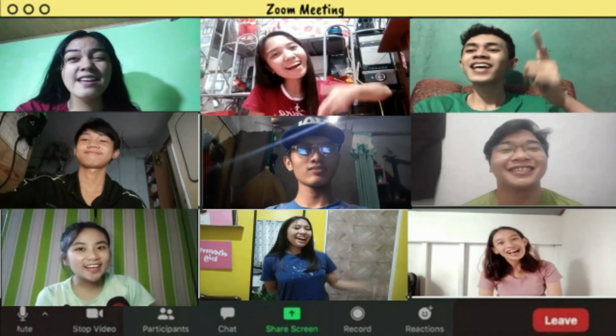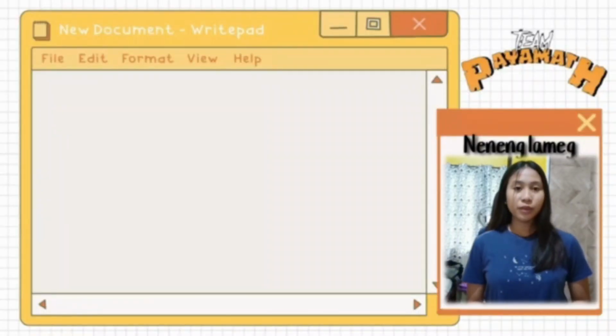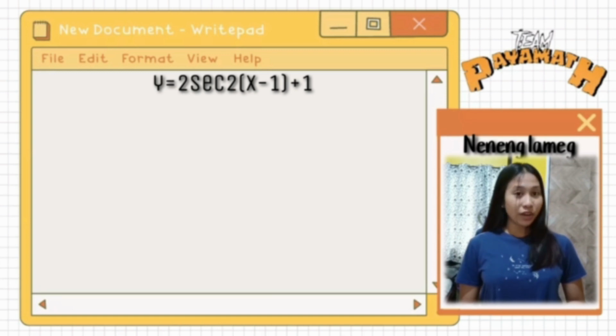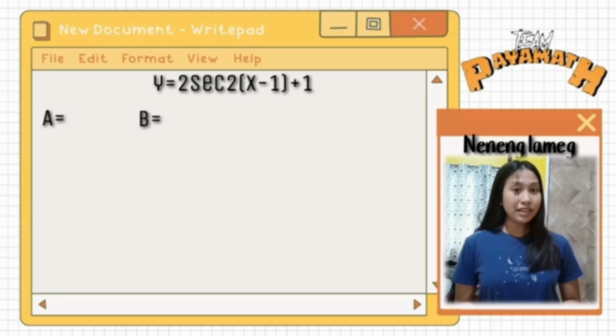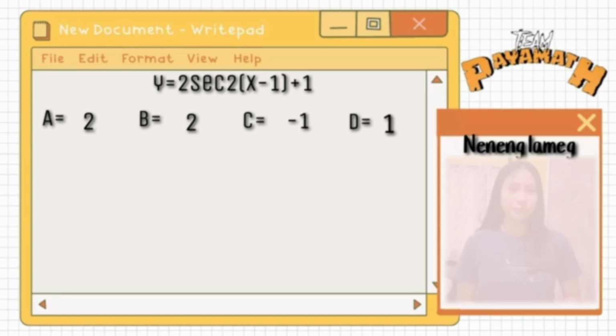For the second problem, we have y equals 2 secant 2 quantity of x minus 1 plus 1. As you can see, the problem is already in the standard form. Therefore, we can already identify the values of a, b, c, and d. The value of a is 2, the value of b is also 2, the value of c is negative 1, and the value of d is positive 1.